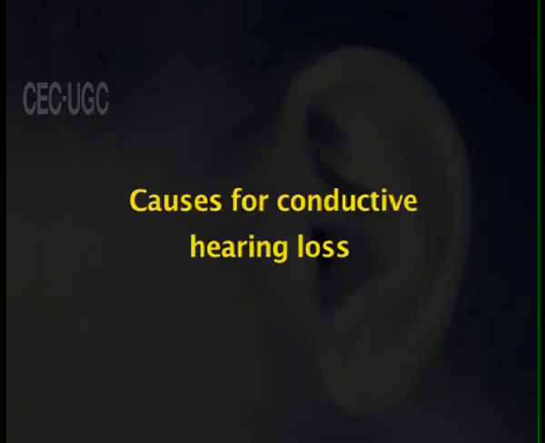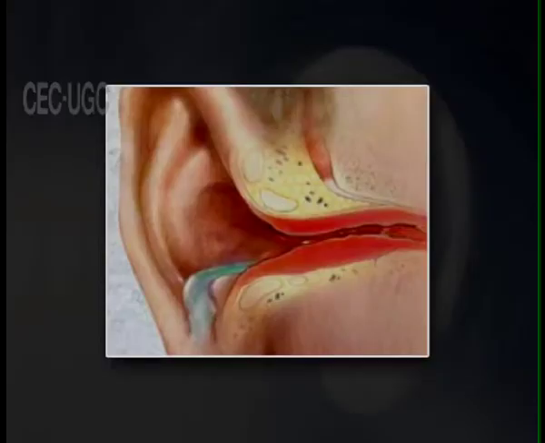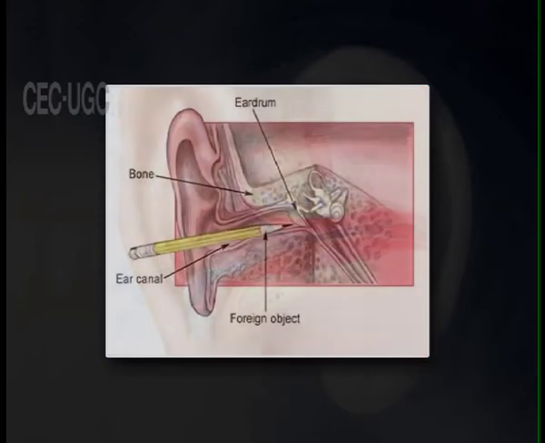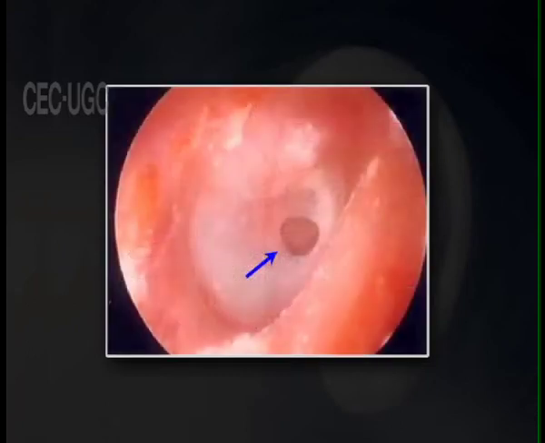What are the causes for conductive hearing loss? Let us see. Buildup of wax in the ear canal, damage to the very small bones, the fluid that sometimes stays in the ear after an ear infection, when any foreign object gets stuck in the ear canal, a hole in the eardrum, scar on the eardrum which comes because of repeated ear infections.